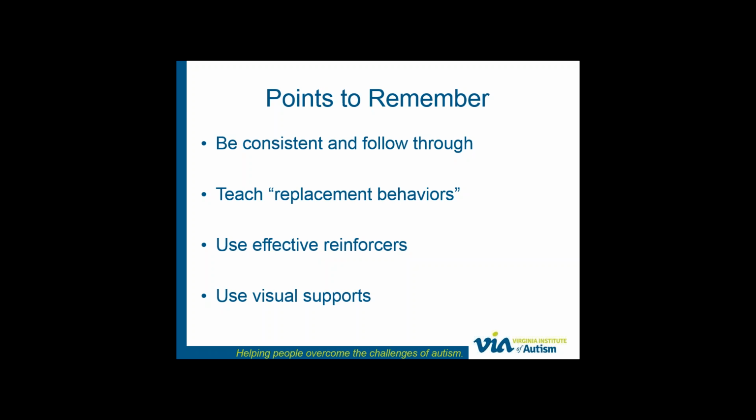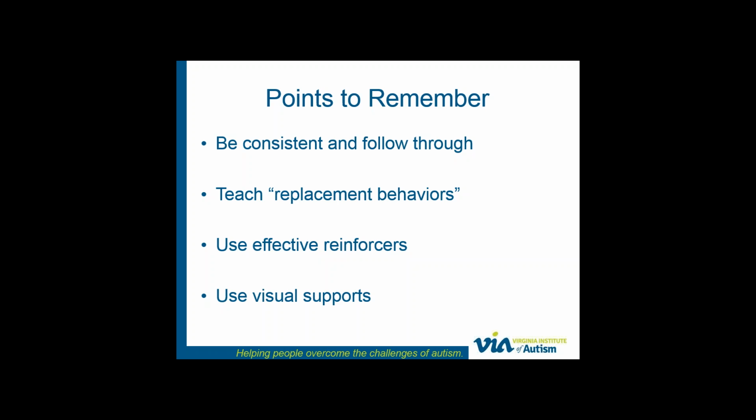Use effective reinforcers, and reinforcers change for a lot of kids. So you have to collect data and reevaluate. And remember, the reinforcers are not just the edibles or a toy. There's escape, attention, sensory, a whole variety of things that the child may want. And if you're giving them a tangible for everything they're doing, you may not be using effective reinforcers.